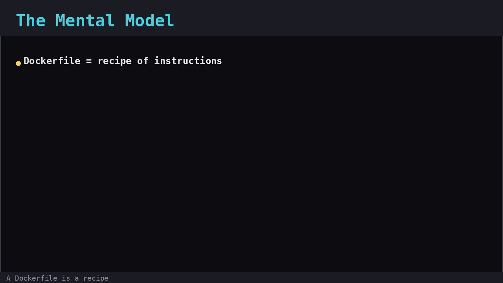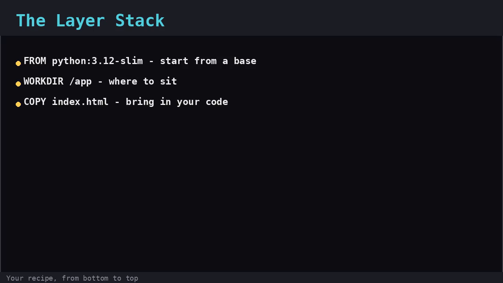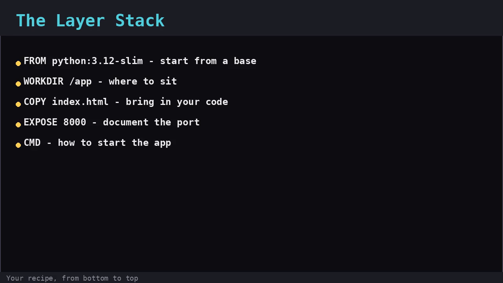The mental model. A Dockerfile is a recipe written as a list of instructions. Each line adds one layer on top of the previous. The final image is a stack of layers. Here is the stack. At the bottom, FROM python:3.12-slim, start from a base. Next, WORKDIR /app, where to sit. Then COPY index.html, bring in your code. Then EXPOSE 8000, document the port. And at the top, CMD, how to start the app. Each line is a layer, stacked on the previous.